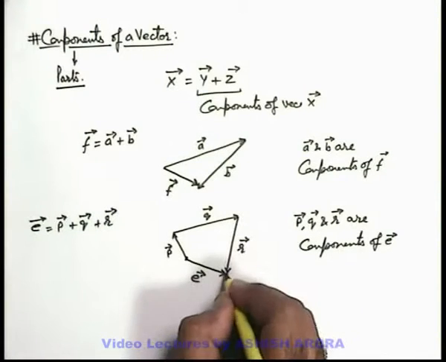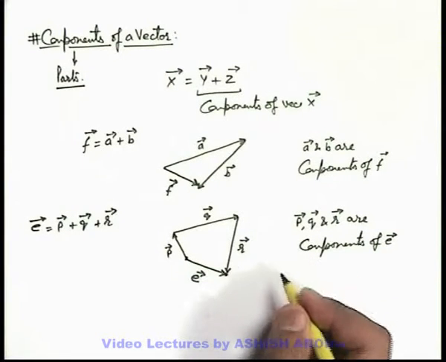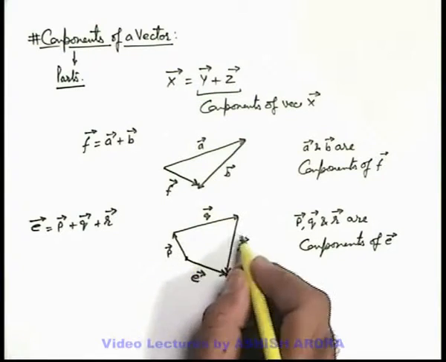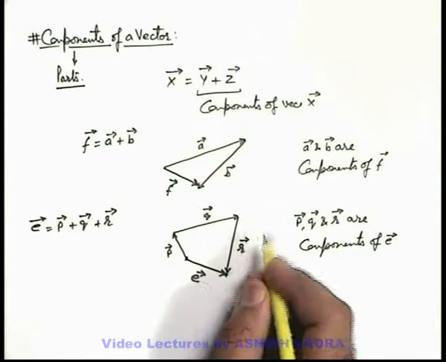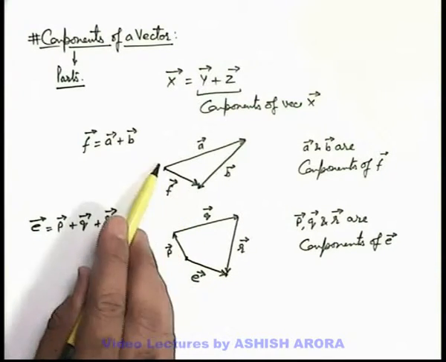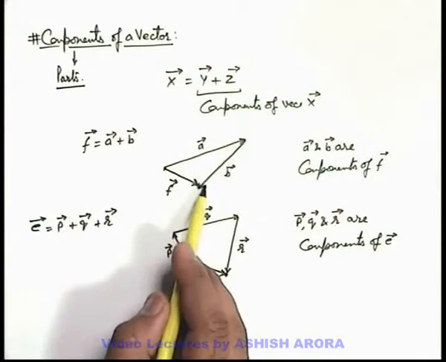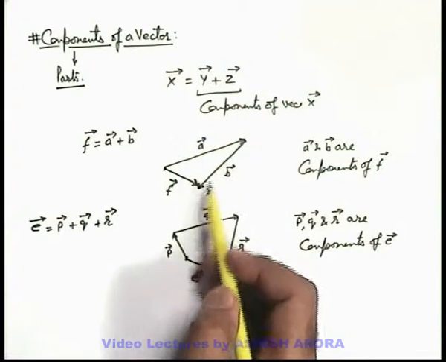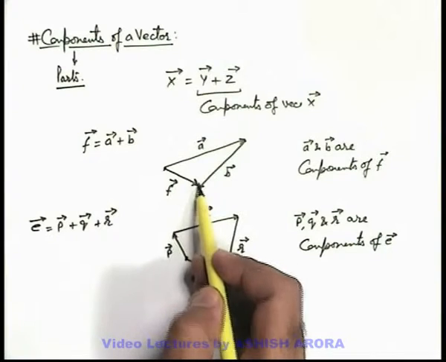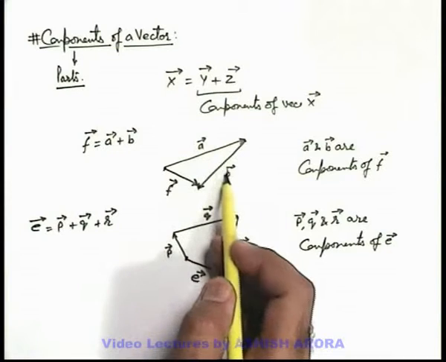A vector can have any number of components. As well, we can also say that a vector can have magnitude lesser than any of its components. If we look at this situation here, this is the magnitude of the resultant vector, which is the sum of a vector and b vector. Geometrically we can see that the lengths of a vector as well as b vector are both more than the length of f vector. Or you can say the resultant vector has a magnitude less than both of its components.